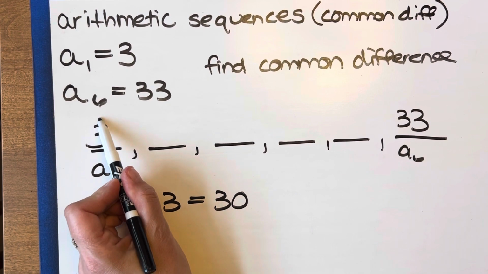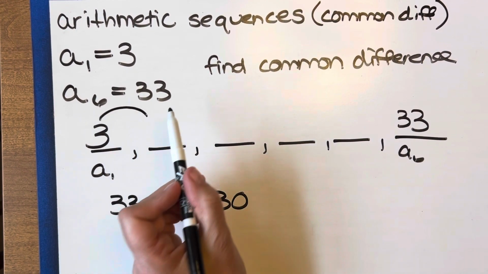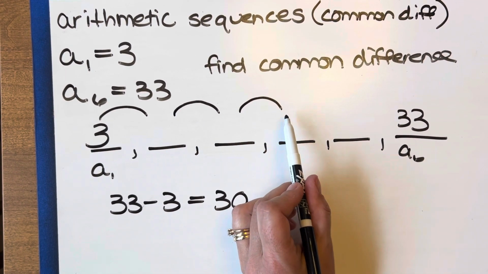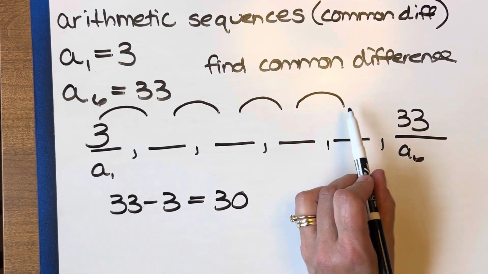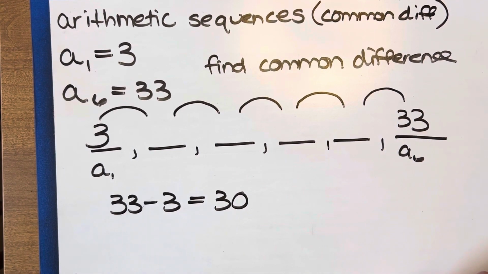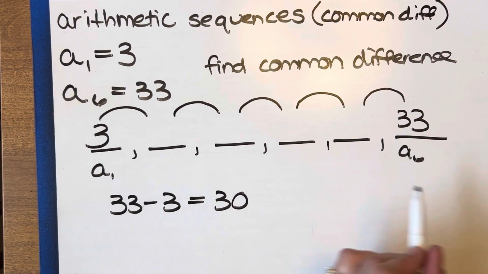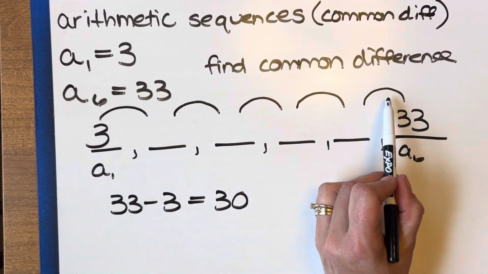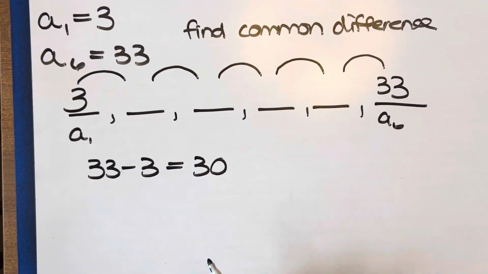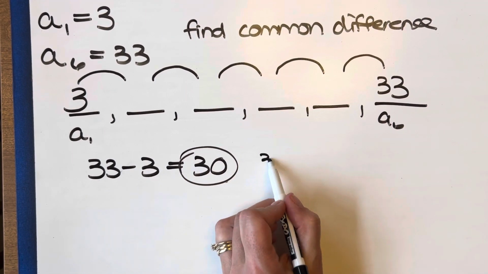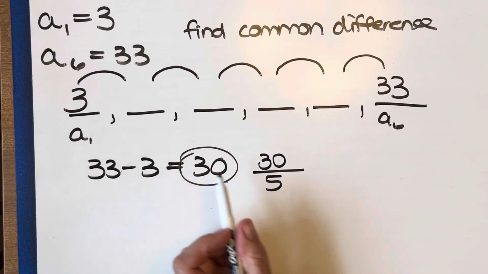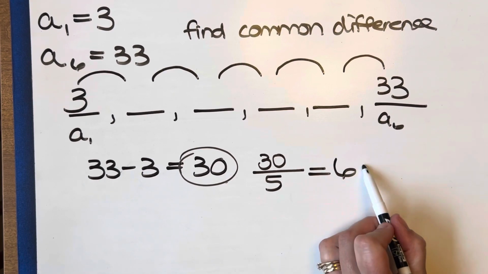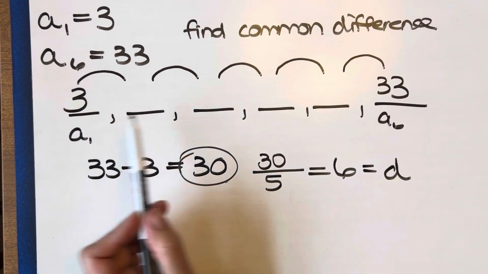So I have to go from my first to my second term, from my second to my third term, from my third to my fourth term, from my fourth to my fifth term, and from my fifth to my sixth term. So it turns out I am adding the same value 1, 2, 3, 4, 5 times. So I'm going to take the total amount that I know I've added and divide it equally by the 5 times. And so that tells me I had to add 6 every time to get from 3 to 33.